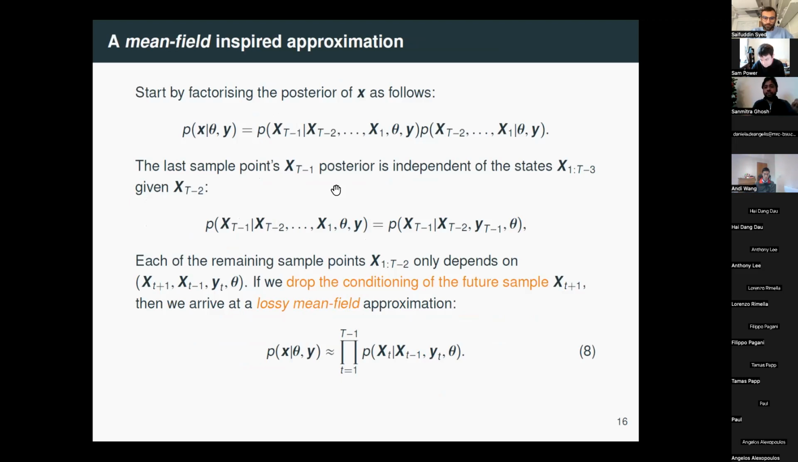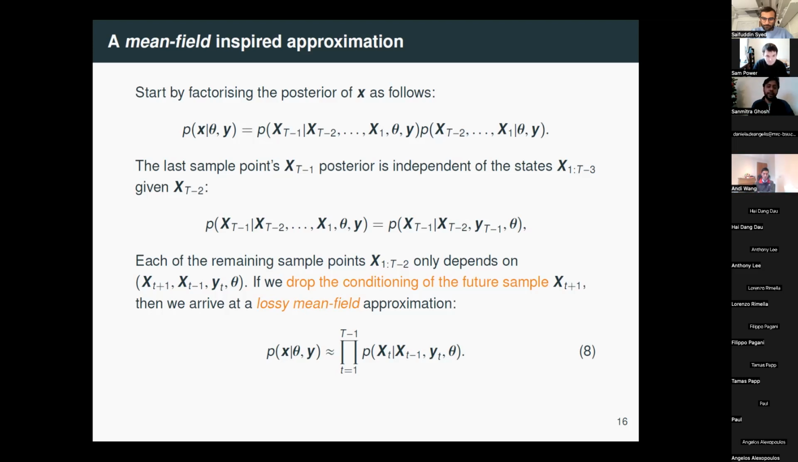So if you take those two variables, then you can block all paths leading to that thing. So obviously for the last sample point, we have this density. Now here comes the mean field approximation.